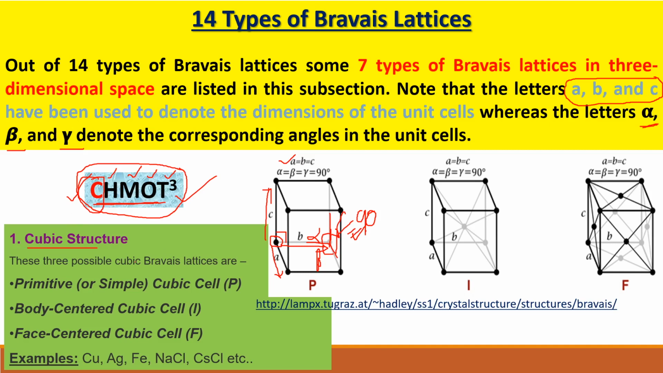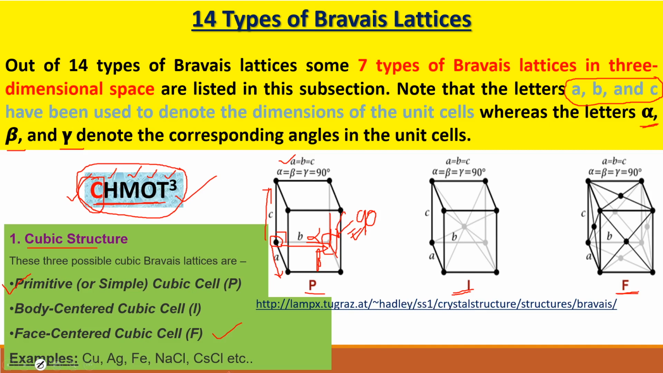Okay, but inside the cubic crystal structure there are three types of Bravais lattice, that is P, I and F. P is nothing but a primitive or simple cubic cell. I is nothing but a body centered cubic cell. And F indicates a face centered cubic cell.